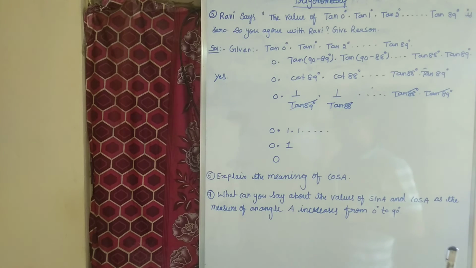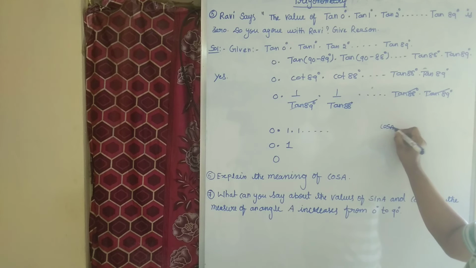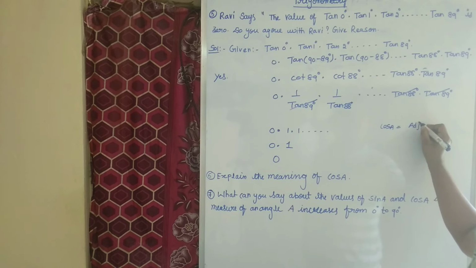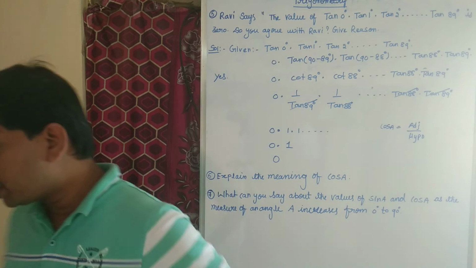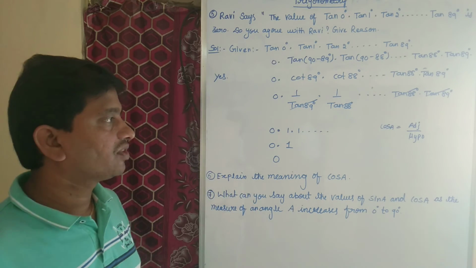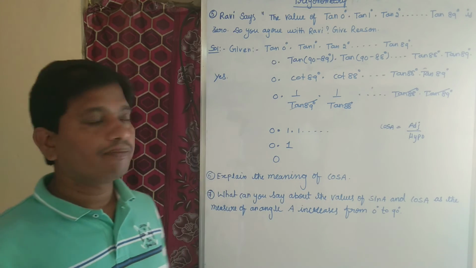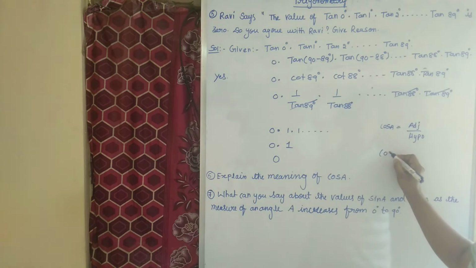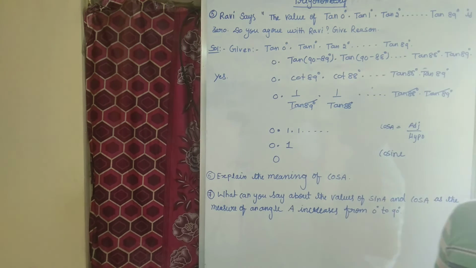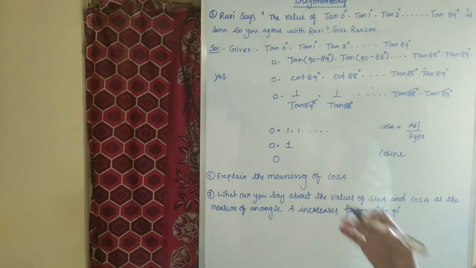Okay, don't confuse. Also they are asking, explain the meaning of cos A. What is the meaning of cos A? Cos A is the ratio of what? Adjacent side to an angle theta to the length of the hypotenuse, which is constant in all similar right angle triangles. So the ratio is constant for all similar right triangles. Sometimes we call this cosine of that angle. Cos A, we call it cosine of that angle. That is the meaning of cos A.